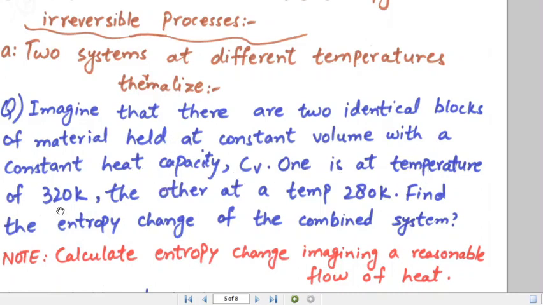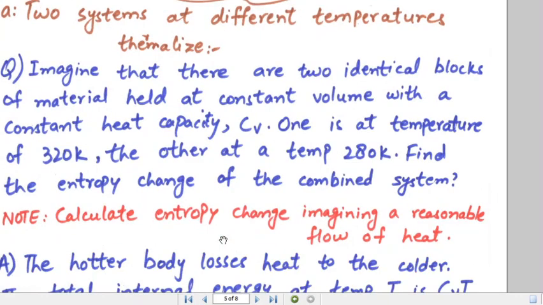One object is at a temperature of 320 Kelvin, whereas the other object is at a temperature of 280 Kelvin. So you're interested in finding the entropy change of this combined system. And one important thing that you should note is that we are going to calculate the entropy change imagining the reversible flow of heat. So once you are given this condition, it means that you can integrate the entropy from some initial to final state.